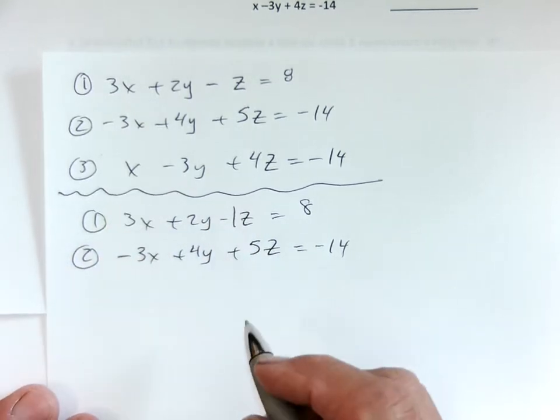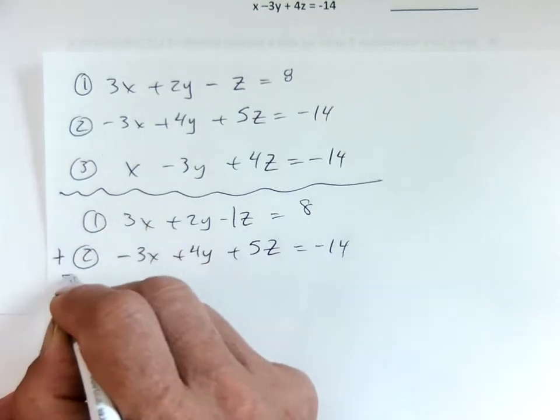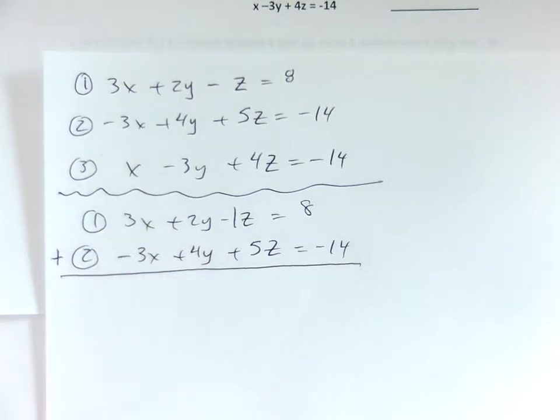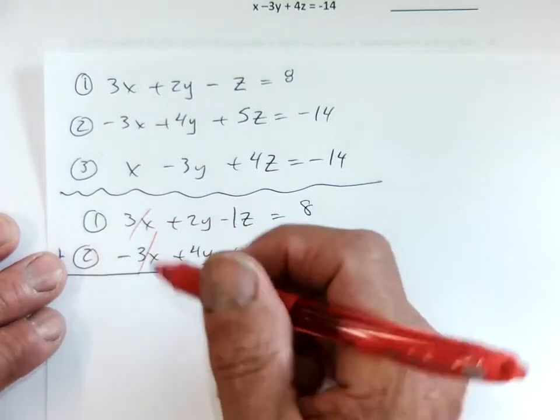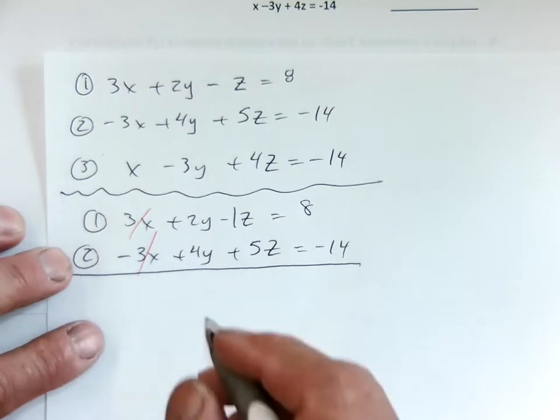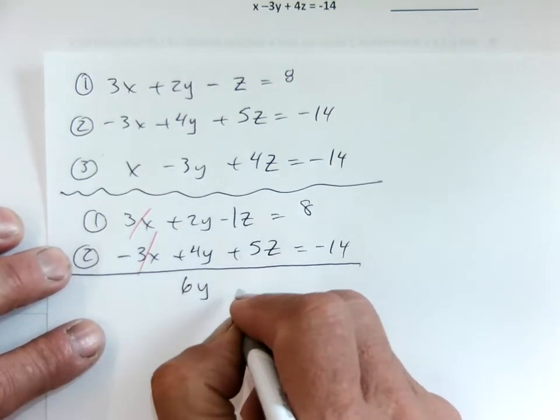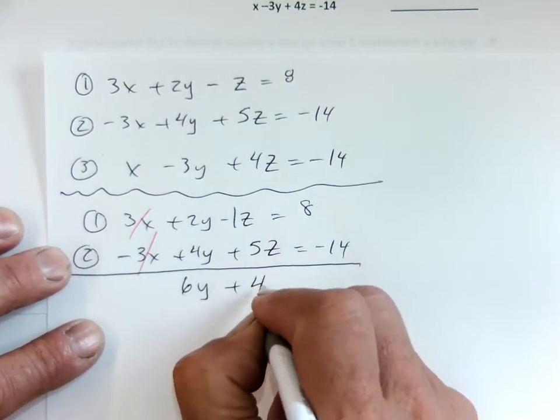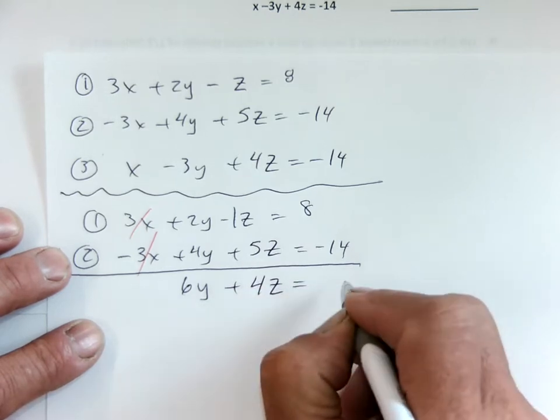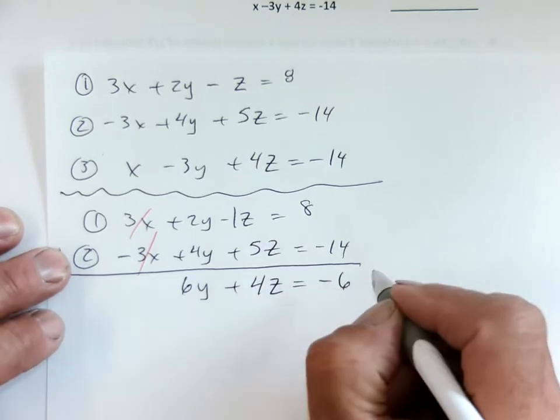So I put 1 and 2 together, and I'm going to add equation 1 and equation 2 because the x's will drop out, right? The whole thing is it's still elimination. It's still elimination, okay? So if I add these two, those are gone, right? So then I get a 6y plus a 4z equals -6.